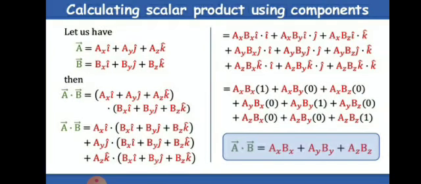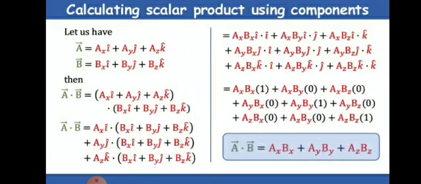ax bx i dot i, okay? Similarly you have to solve the components: plus ax by i dot j cap plus ax bz i dot k cap plus ay bx j cap dot i cap plus ay by j cap dot j cap plus ay bz j cap dot k cap plus az bx k cap dot i cap plus az by k cap dot j cap plus az bz k cap dot k cap.